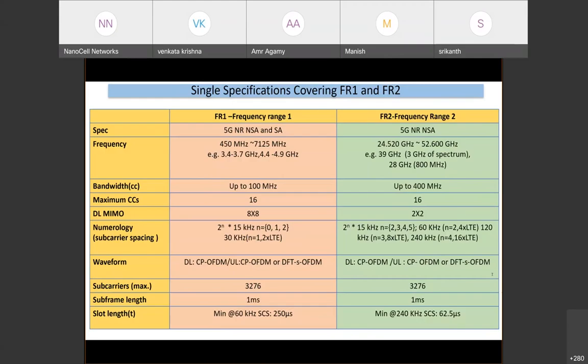I have seen that vendors are using digital beamforming for FR1, and for FR2 they are using hybrid beamforming. So any logic behind that?